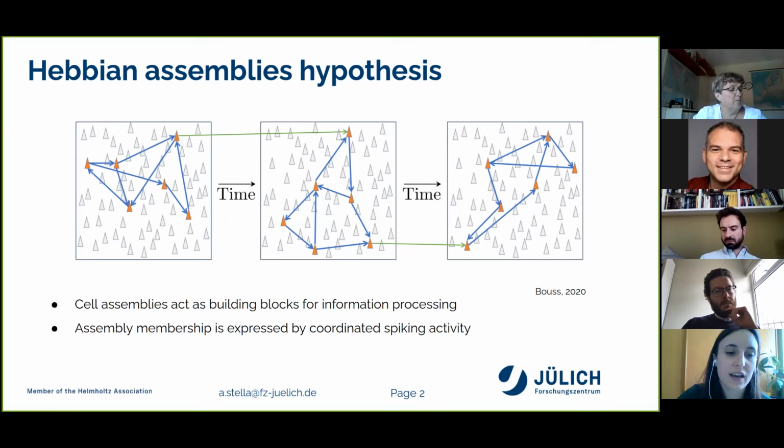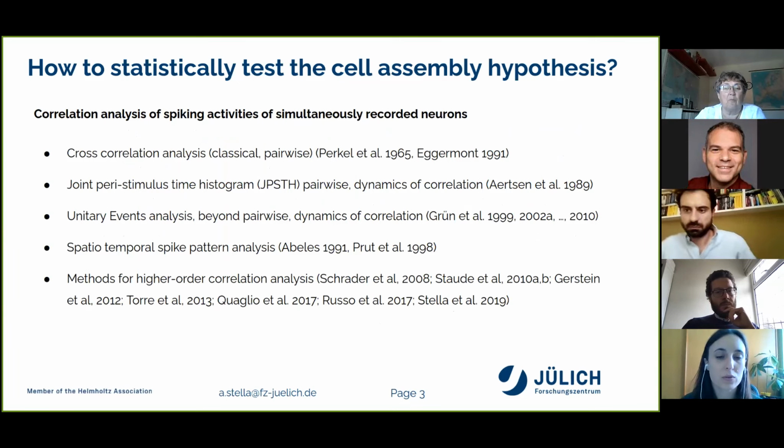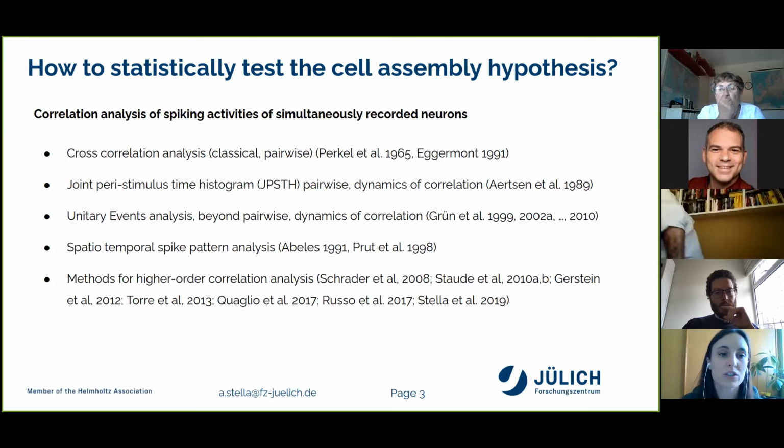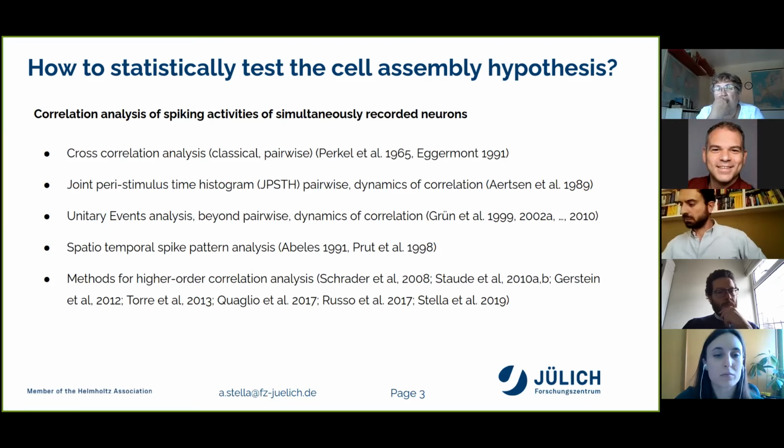precise hypothesis is that the assembly membership is expressed by precise temporal coordination of activity in the range of a few milliseconds. So typically, this is also called temporal coding. This is not an easy hypothesis. Actually, it is quite difficult and complicated to test statistically. There are different approaches to test higher order correlations or pairwise correlations in spiking activities of parallel spike trains. So again, we are in the context of parallel point processes, but with a more applied approach.